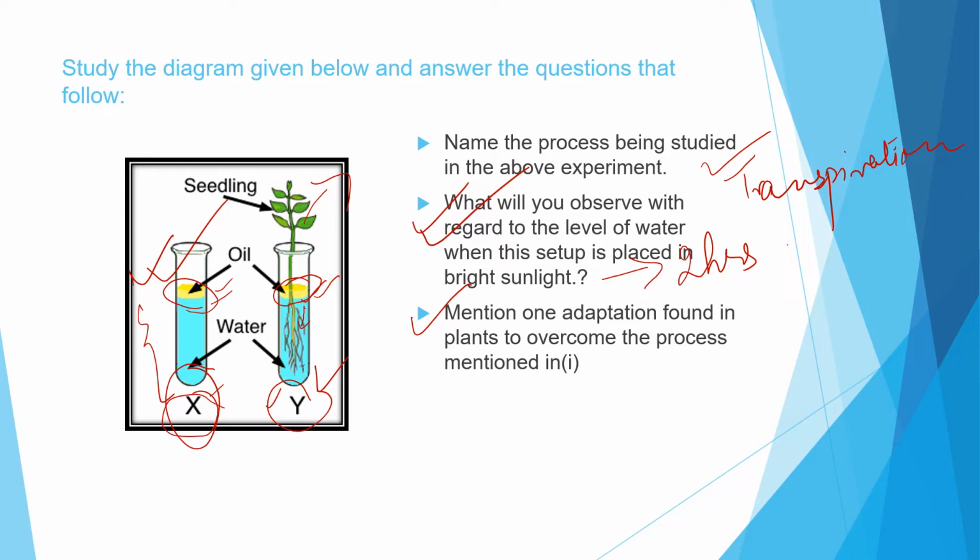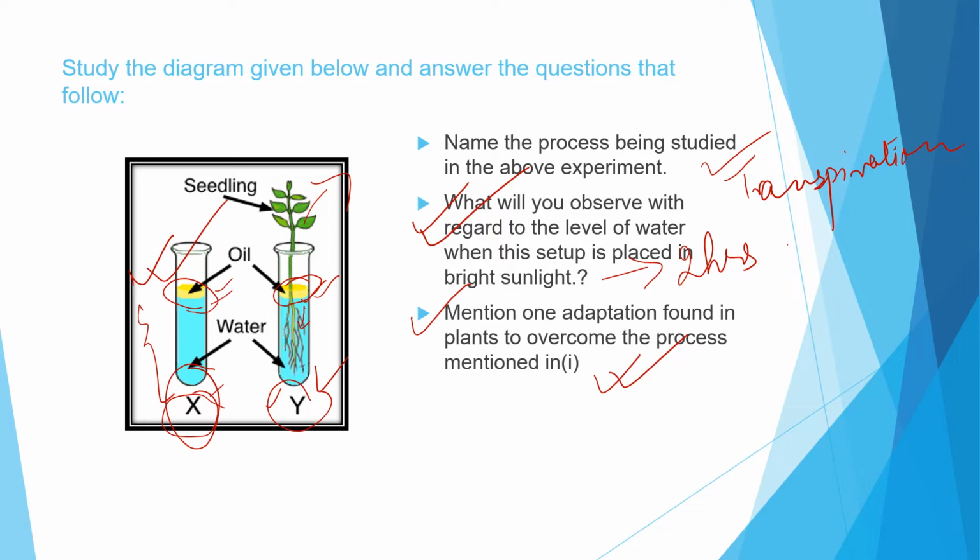How? Their stomata may be sunken, or they may be covered by hair, as in oleander, which we have studied. The leaves may become narrow, or roll over, or fold to reduce the exposed surface area. Actually the basic thing is that they are reducing the exposed surface area. The number of stomata may also be reduced, as in xerophytes like cactus. So any one adaptation you can tell.